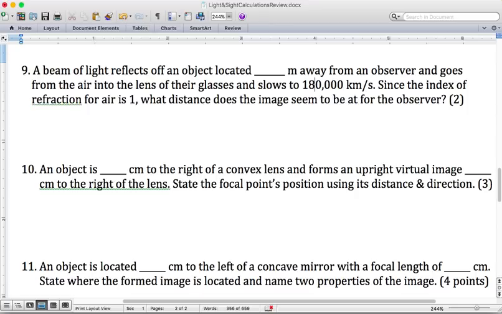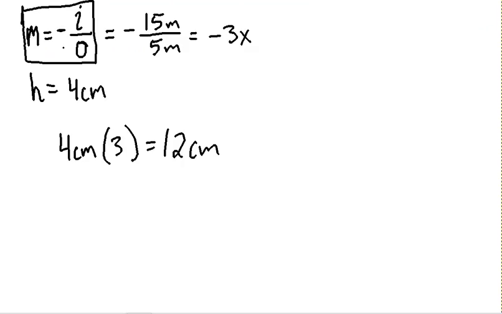Okay, so how far away is this object? The observer goes from the air into the lens of their glasses and slows down to 180,000 kilometers per second. Since the index of refraction for air is 1, what distance does the image seem to be for the observer? So there's a couple things we have to do here. First, we have to figure out the index of refraction for their glasses, and then use a formula that was shown to you on Friday.